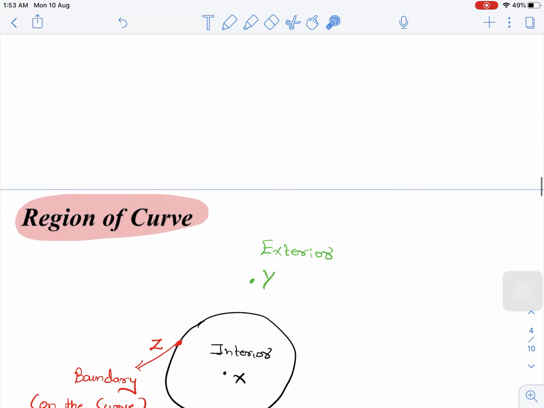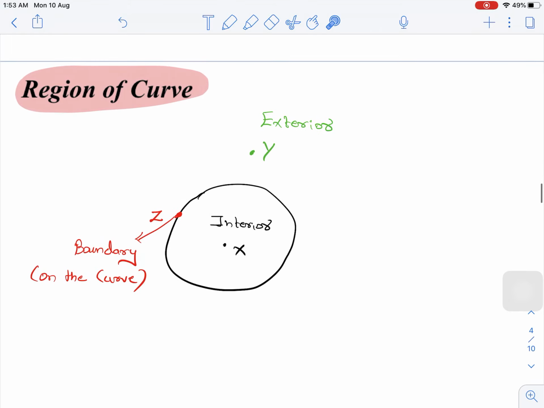Okay, then next we are going to learn the region of the curve. Okay, now what is the region of the curve? So when you draw a closed curve, the given plane surface is divided into three regions: the interior of the curve, the exterior of the curve, and the boundary of the curve.